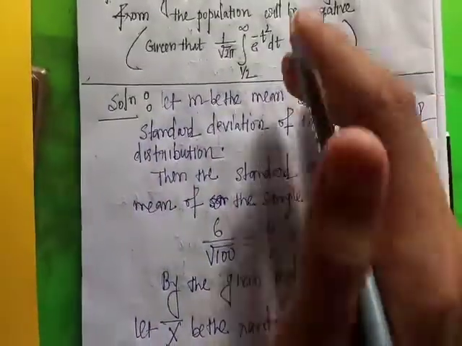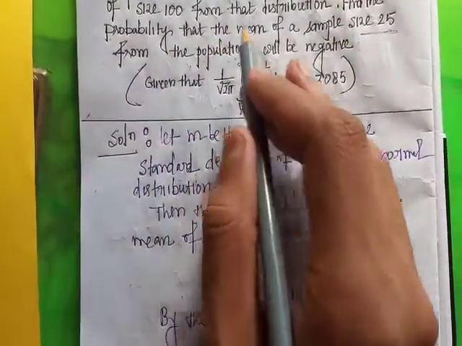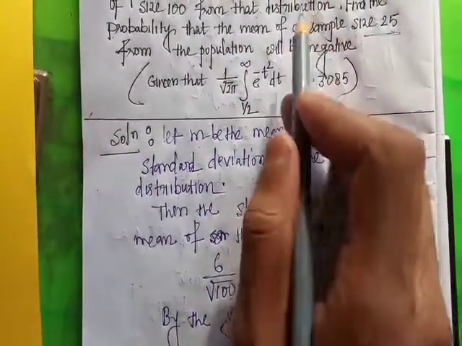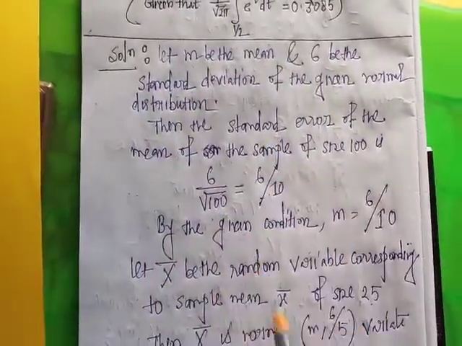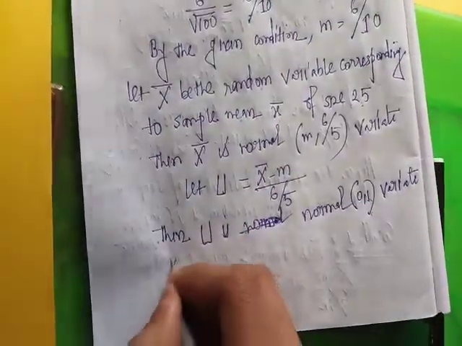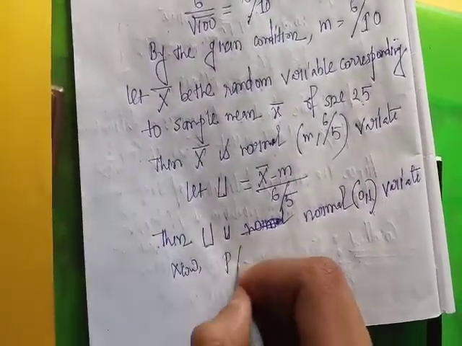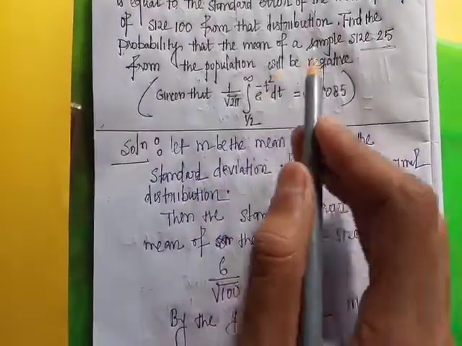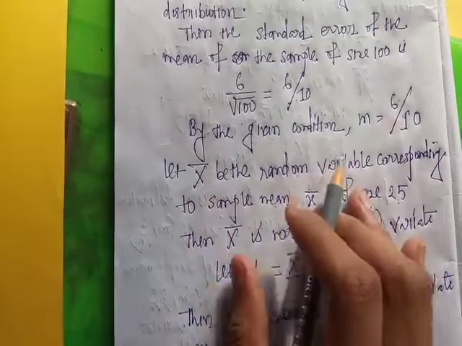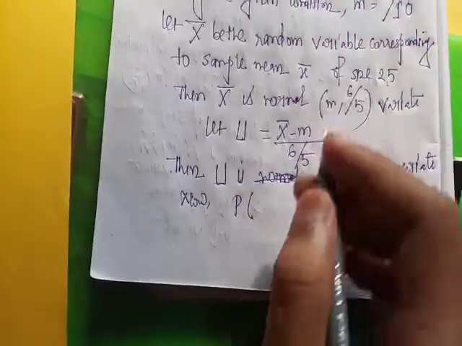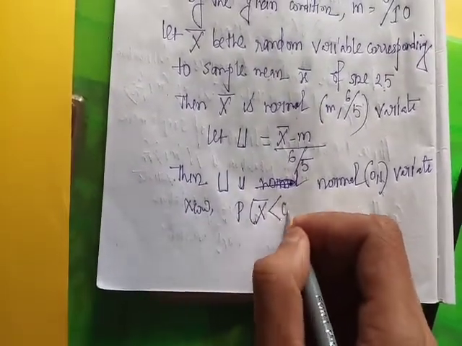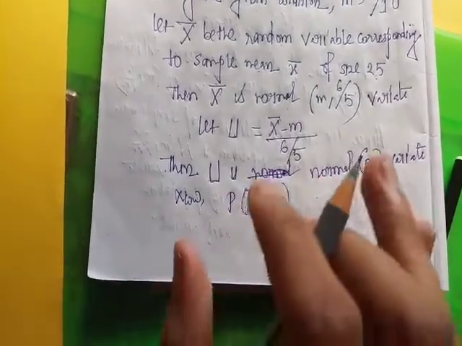Now the question is: find the probability that the mean of a sample of size 25 is negative. Here the sample mean is small x bar, and capital X bar is the random variable. So we have to find the probability that the sample mean will be negative, which means the probability that capital X bar is less than 0.